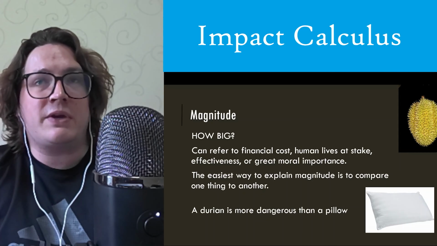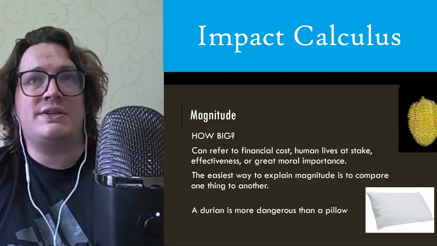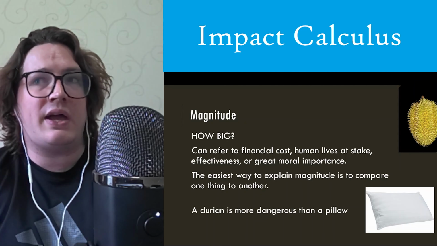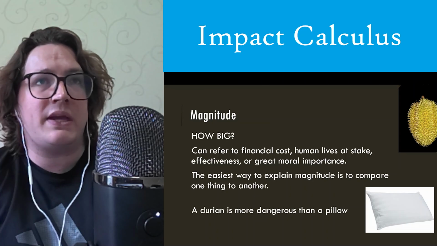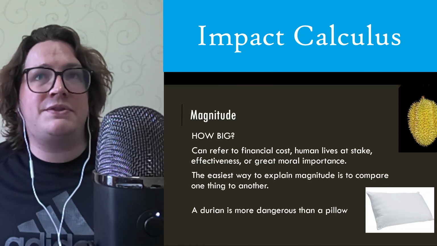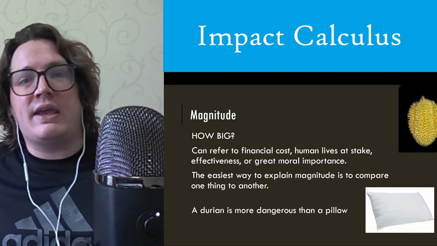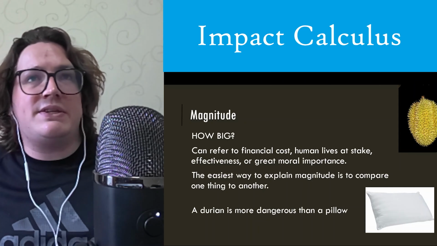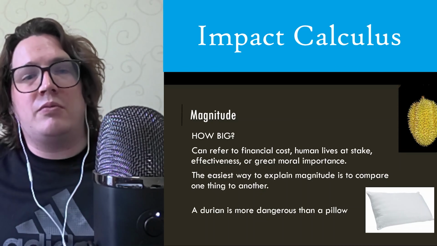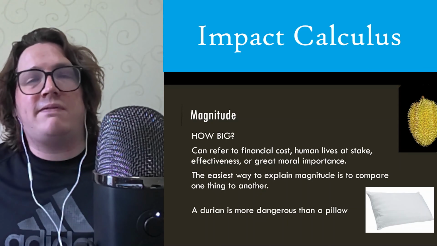Magnitude is used by the Richter scale to measure the size and the severity of an earthquake. And so that's how I remember and how I learned the word magnitude. It's basically how big or how severe the impact is. And it can be described in a lot of different ways. It's usually some overall number. It could be referring to financial costs.